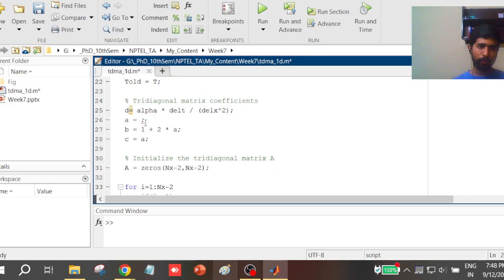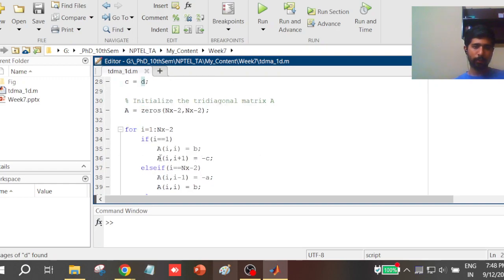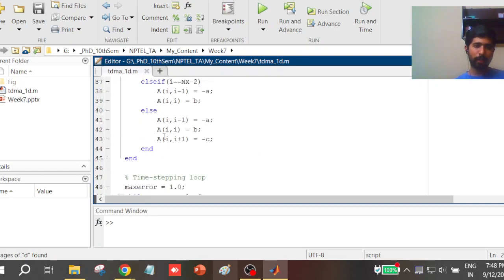Okay, then A is equal to D only, and B is equal to 1 plus 2D, and C is also equal to D. This is actually minus, but I have taken the minus here. So in general, what will be there when you define the A matrix? A of I comma I minus 1, that is your A element, that is A W. I have put minus here because you got minus alpha delta t by delta x square, so that is why minus A.